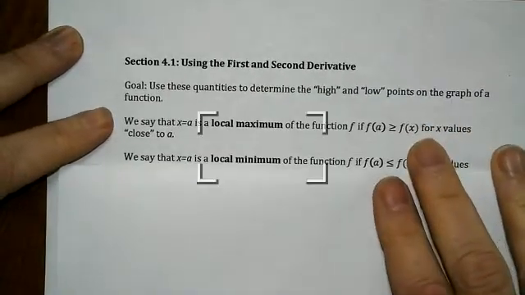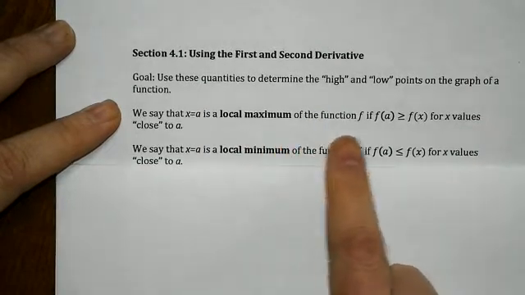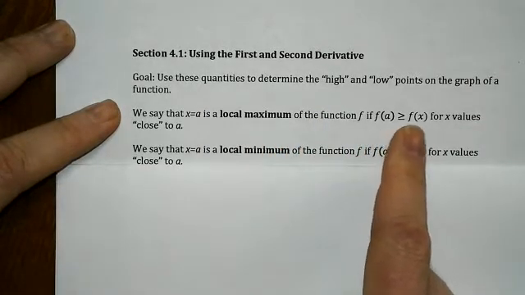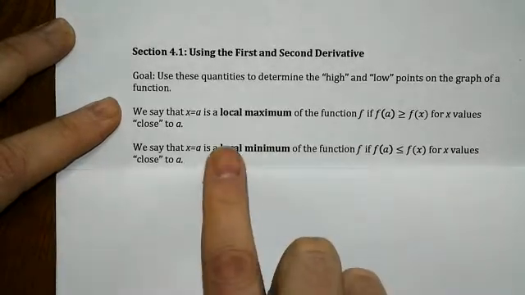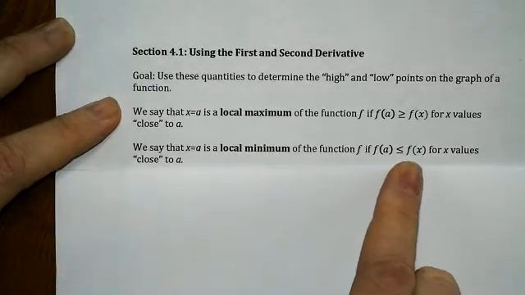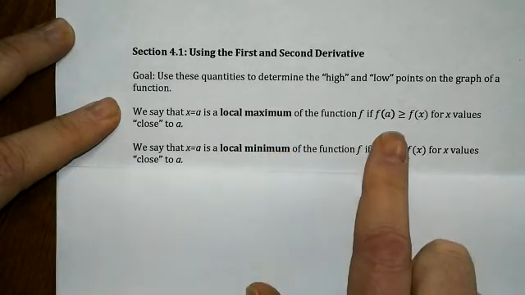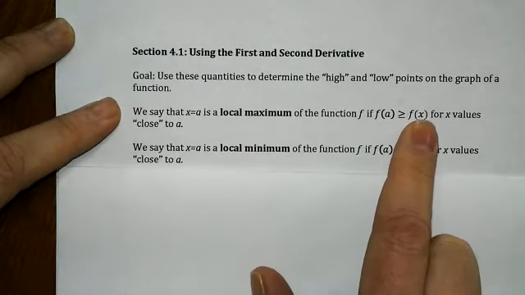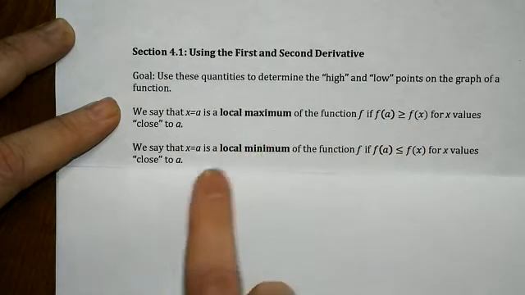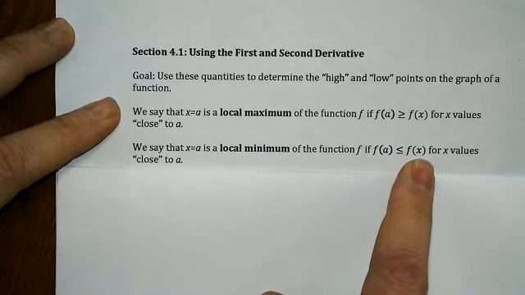So we say that a function has a local maximum at a if f of a is greater than or equal to f of x for x values close by. We say that a function has a local minimum at a if f of a is less than or equal to f of x for x values close to a. Another way of phrasing this is that the output at a is greater than or equal to the outputs nearby for a local maximum, and the output at a is less than or equal to the outputs at points nearby for a local minimum.